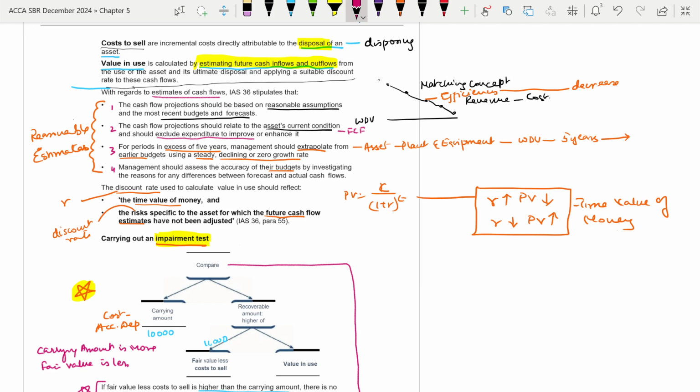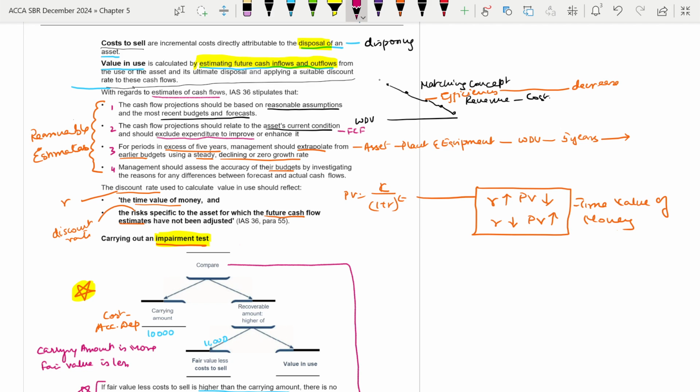It should not be more than 5 years old. If it is more than that, we have to use a steady, or sometimes zero, growth rate. Management should assess the accuracy of the budgets. Now, you can write the same four things, in your own words, the same 1, 2, 3, 4.